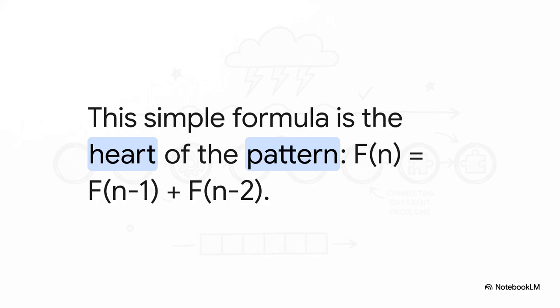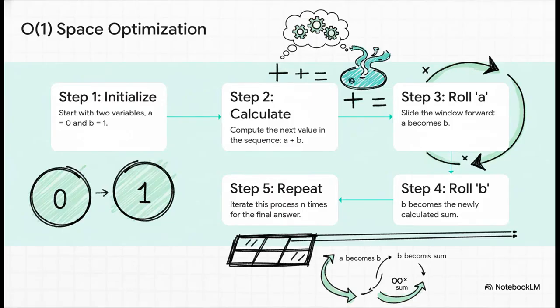And this simple formula right here, this is the absolute heart of the pattern we're talking about today. The main idea is that the answer for any number n depends directly on the answers for the two steps that came right before it, n-1 and n-2. Now here's the really clever part. The smart way to do this isn't to store the whole sequence. All you ever really need are the last two numbers.